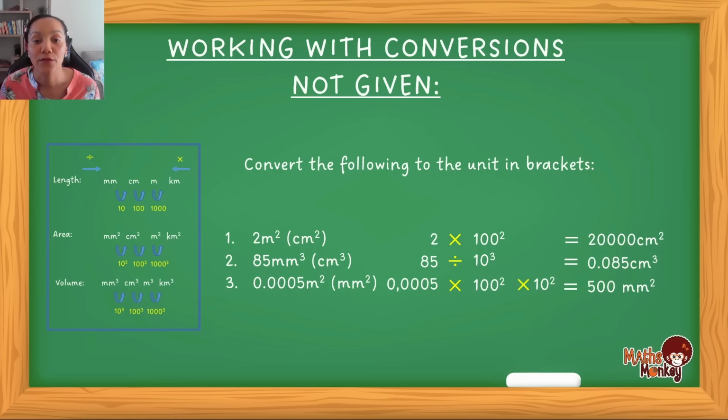Again, if your units are squared, then what you're multiplying or dividing by will also be squared. And if they are cubed, what you are multiplying and dividing by are also cubed. Okay, if you can grasp what I've taught you in this video, then you will always get the conversion sections correct. So I wish you all the best.